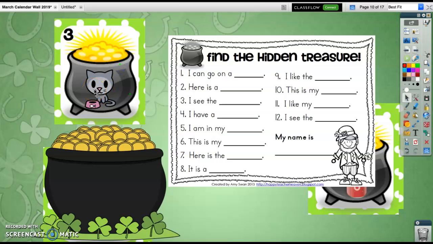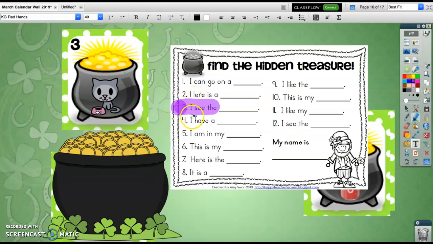A cat. Very good. So I want you to read this sentence right here, and we're going to type in the missing word. What's this say? I see the cat. Cat. How do I spell cat? C-A-T. Very good. So our sentence is, I see the cat. Awesome job.